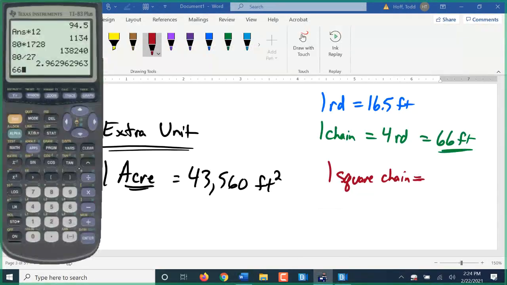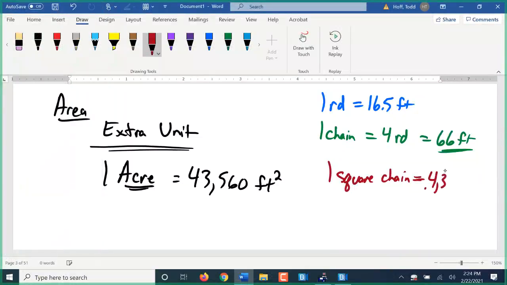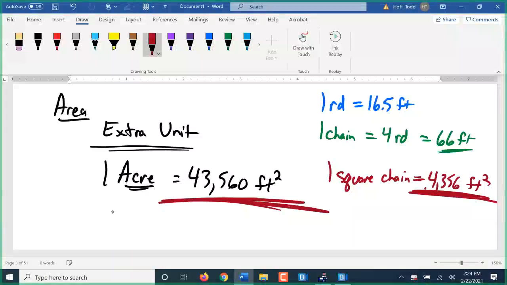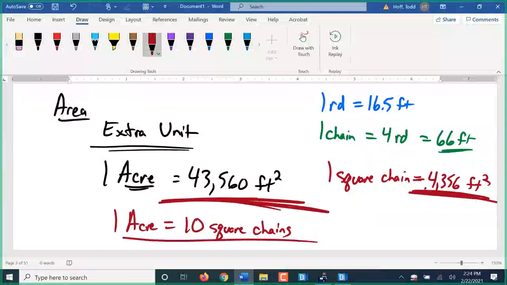One square chain is 4,356 square feet. Notice the correlation yet. 1 acre is actually 10 square chains. That's where that number actually comes from, is those square chains laid out, 10 square chains. That's why if you see an acre actually laid out somewhere, it's almost never laid out in a perfect square. It's really tough to arrange it in that way.